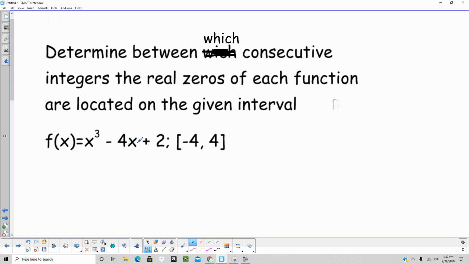We're going to use the intermediate value theorem today to determine which consecutive integers the real zeros of each function are located on a given interval. They've given us our function here, and that -4 to 4 is our interval, and those are our x values.